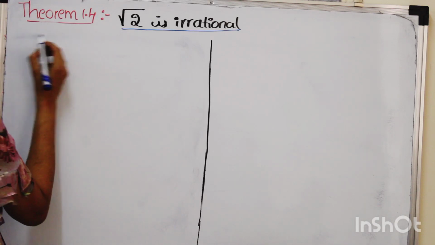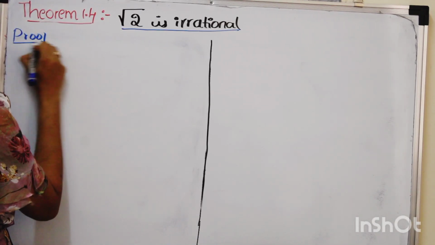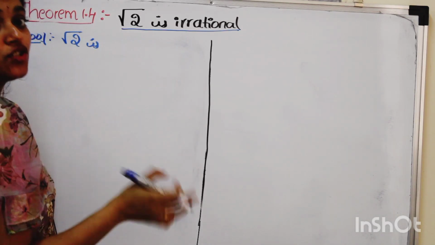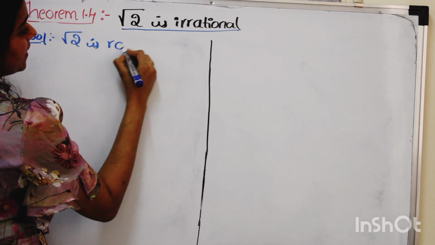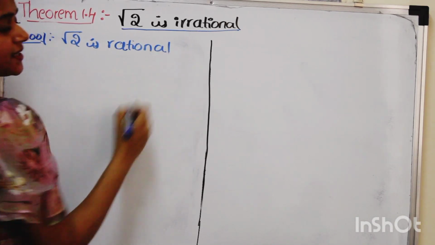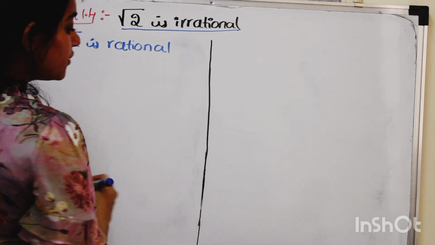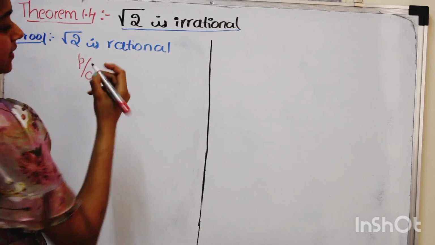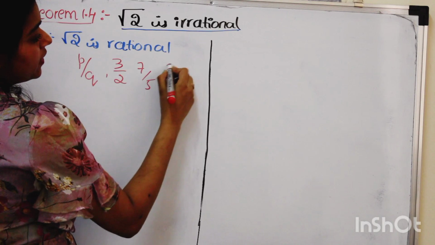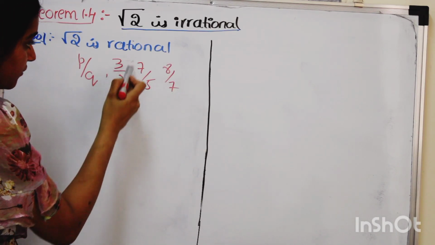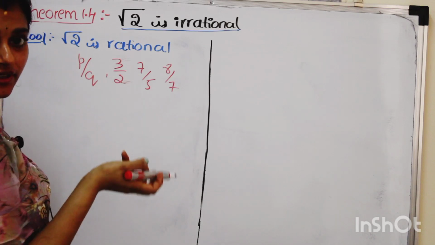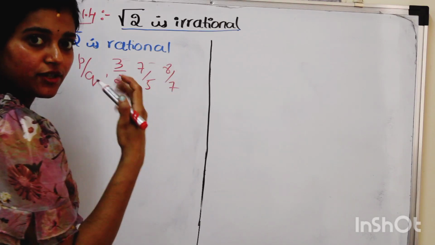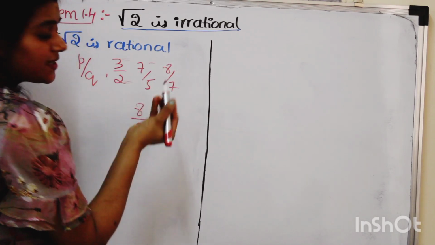So now the proof. This is just an assumption. Let us assume root 2 is rational. You know what a rational number is? Rational numbers are in the form of P by Q, correct? Like 3 by 2, 7 by 5, 8 by 7. You can't further divide these. 3 by 2, you can't further divide. 7 by 5, you can't further divide. It will stop there itself. 8 by 7, you can't further divide. For example, 8 by 2 can be further divided.